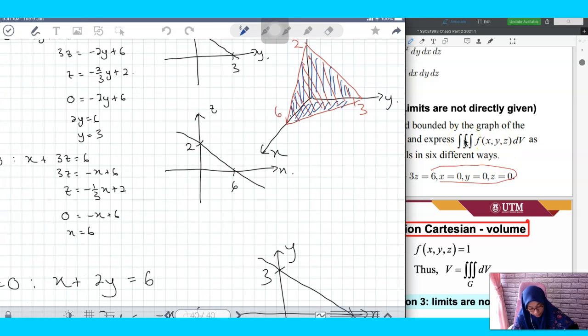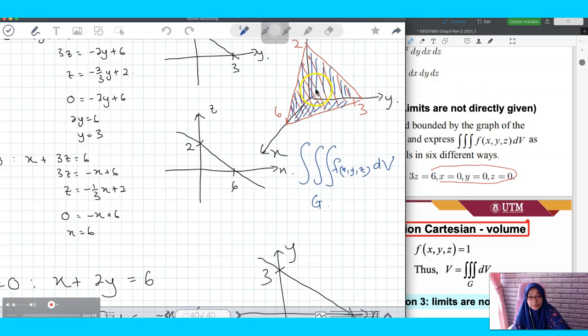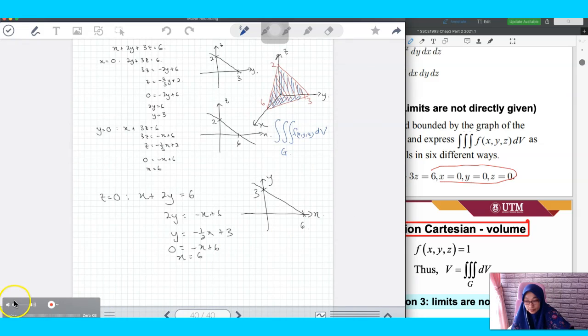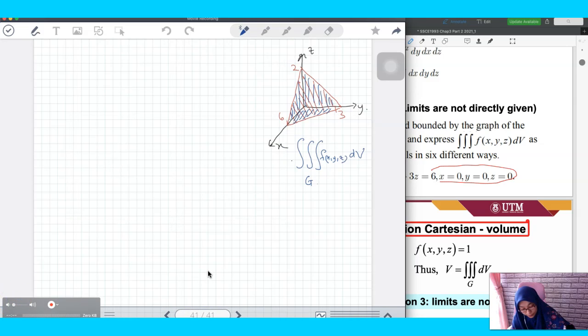So you don't need to evaluate because the integral is unknown, just f in terms of x, y, z dv, okay, over the solid G. So this is your solid G. So now you have to provide all the 6 triple integrals. So how can you provide 6?